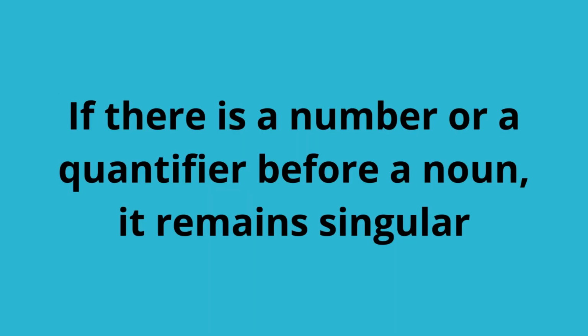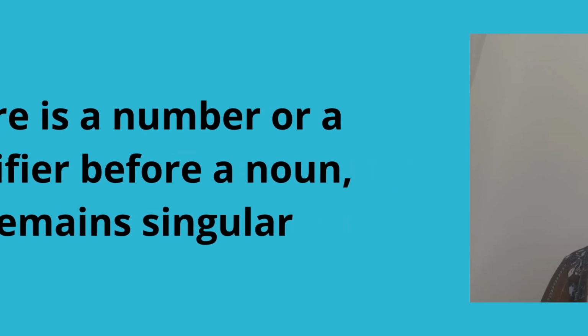In today's video, we will learn an essential thing that can be sometimes challenging for learners of Hungarian. If there is a number or a quantifier before a noun, its form doesn't change. It remains singular. Let's see some examples.